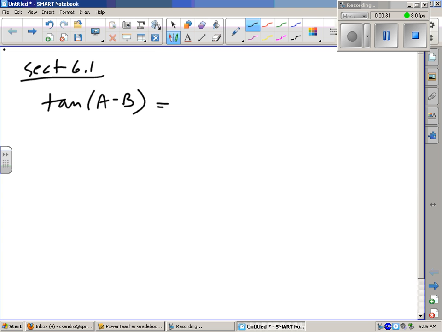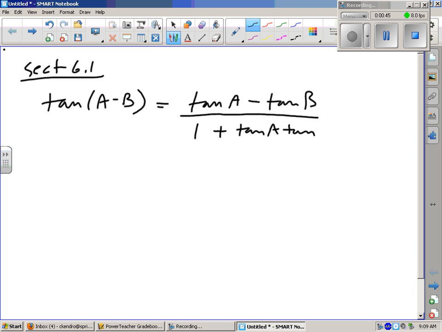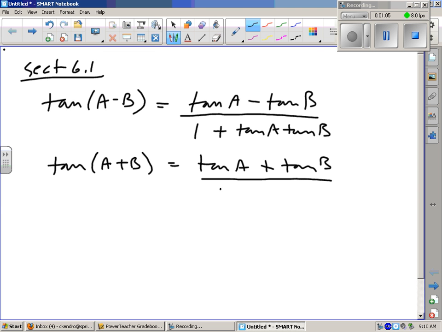So tangent of A minus B, the word tangent doesn't really distribute in there, but it kind of looks like it does at the beginning. So that's the numerator. The denominator, though, is 1 plus tangent A, tangent B. The only difference is you're going to have a plus sign instead of a minus. And then knowing that one, you can figure out what the plus one is. Tangent A plus tangent B, and then 1 minus tangent A times tangent B. And yes, you need to memorize these.